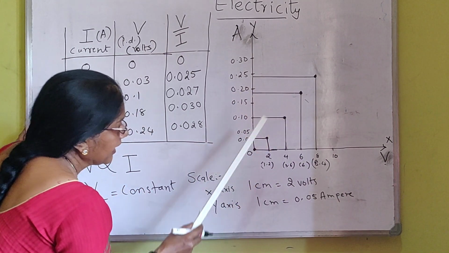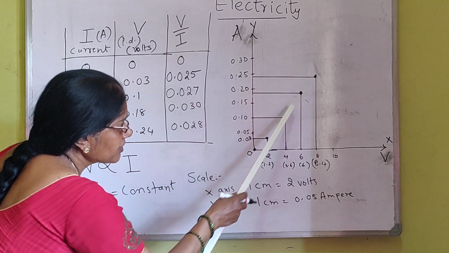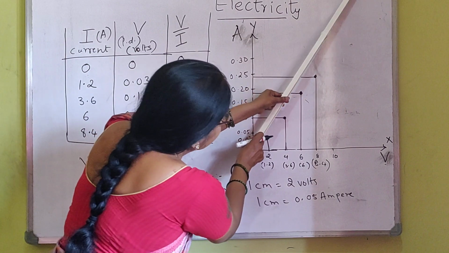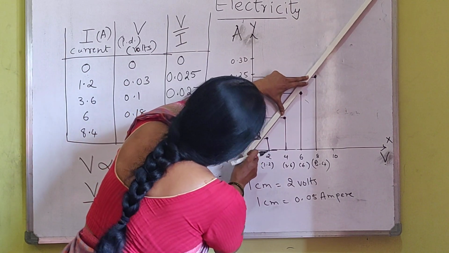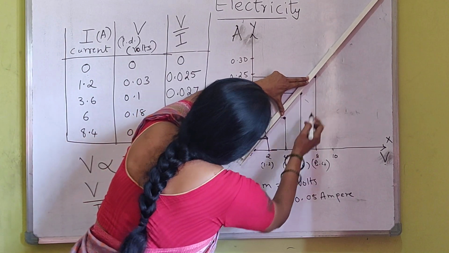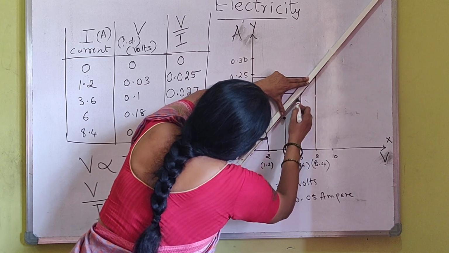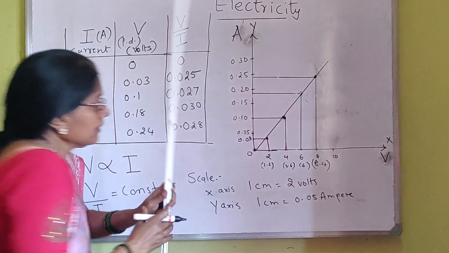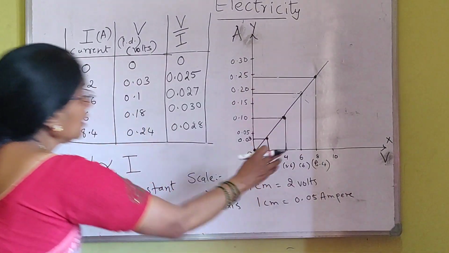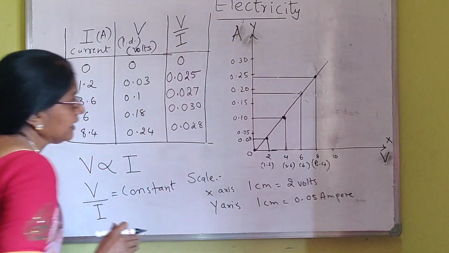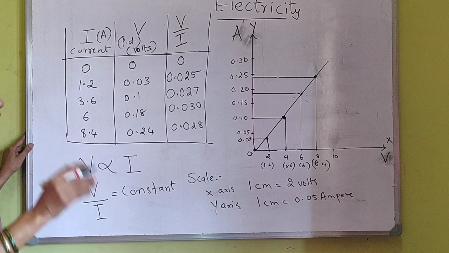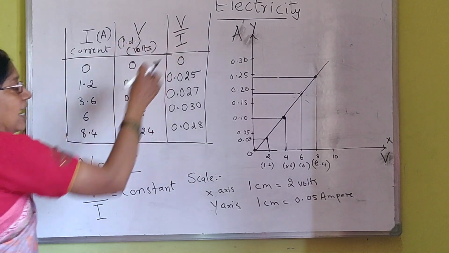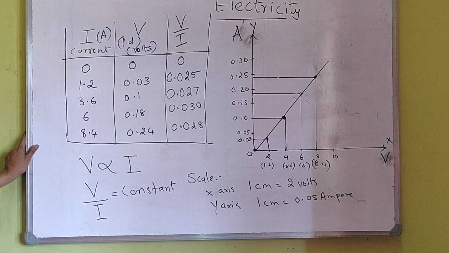This you can see. When all these dots which are represented over here, when I join them, I get a straight line graph, which shows that the graph of voltage and current is always a straight line, which was proved by Ohm. Why? Because V by I is always constant.